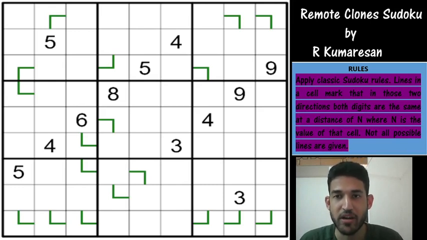Today's video will be on a remote clone Sudoku created by Kumaresan. This Sudoku video is being made on some of our viewers' requests who wanted to know how this variant is to be solved. The thing about this Sudoku variant is that it is present in the ongoing Sudoku Grand Prix series at World Puzzle Federation.